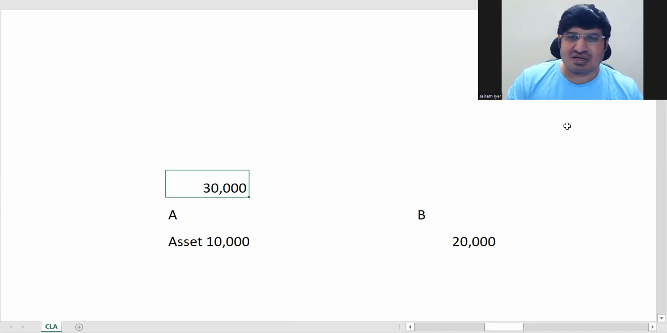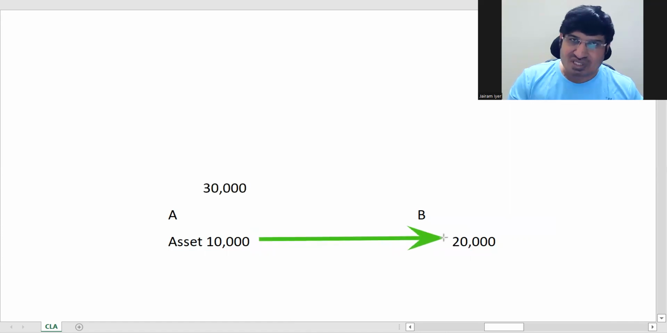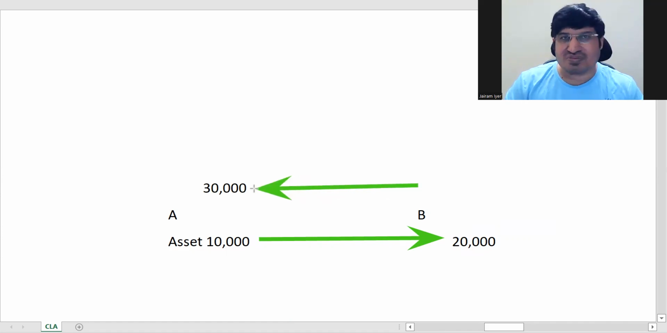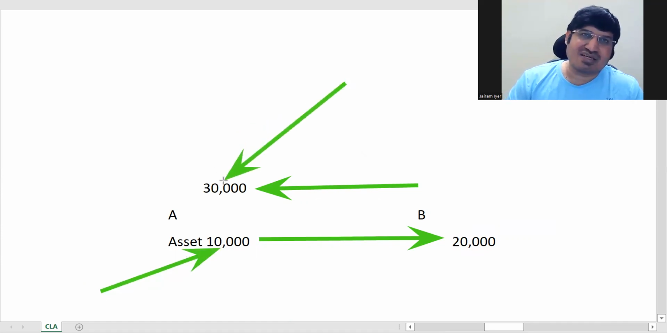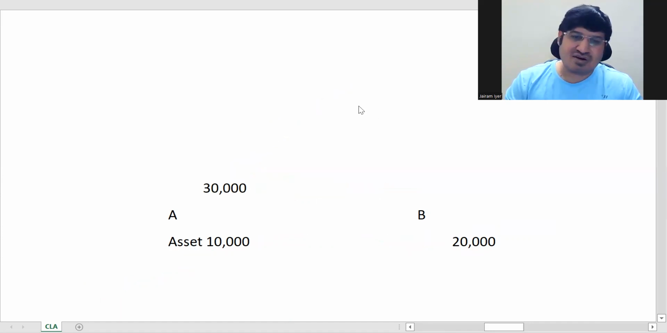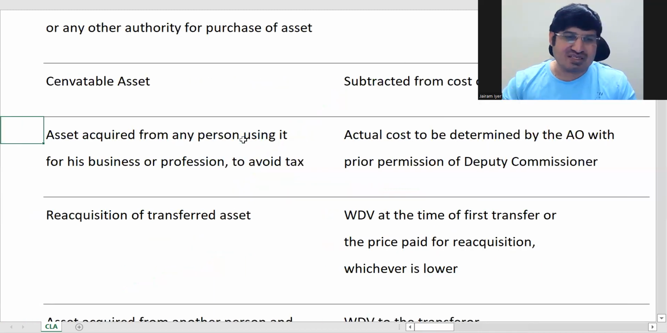So this is the second case: he sold it to this person, of course under an arrangement, and then bought it back for 30,000. Basically, the actual cost will be the original WDV or the price paid for reacquisition, whichever is lower. So if this is lower than 10,000, then that will be taken. Otherwise, 10,000 will be taken. Okay, understood? So these are all basically fraud kind of cases.